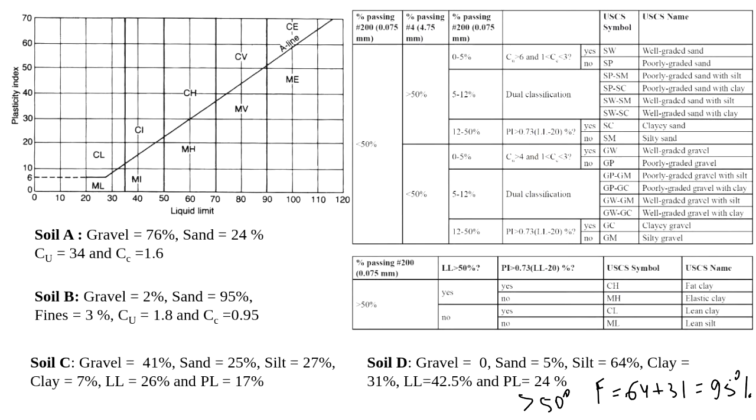So we're going to use the bottom table. Then liquid limit, is it more than 50% or less than 50%? Our liquid limit is 42.5, so it's less, no. Then if it's above A line or below A line, I think we decided it was yes, it was above A line. So it gives us answer CL.